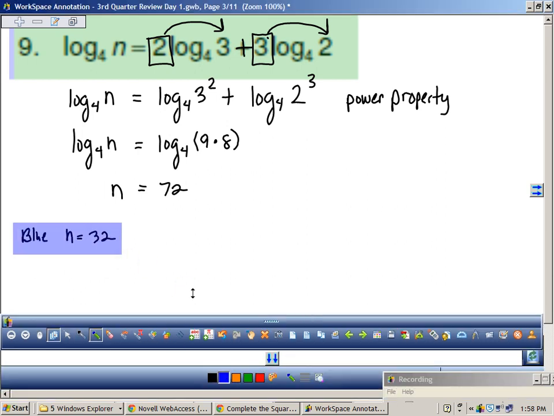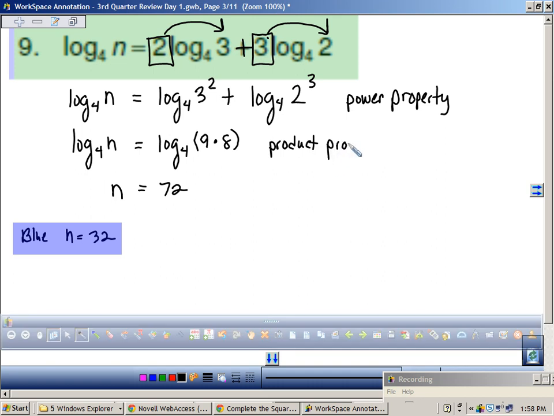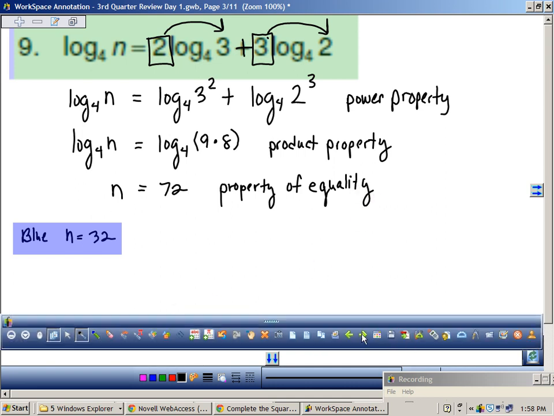I'm going to make this nice and neat because this is the one I'm going to post. So this was the power property, and this was the product property, and this is the property of equality. Okay? Next.